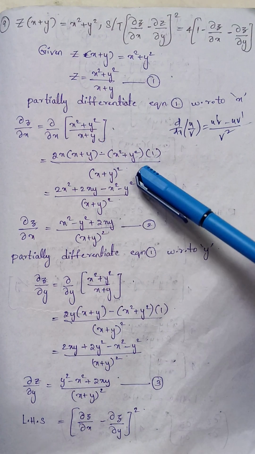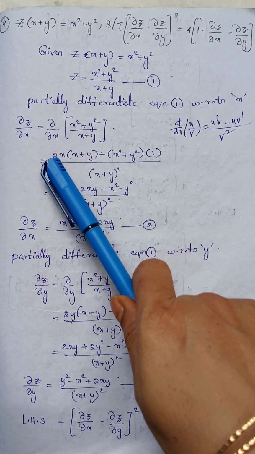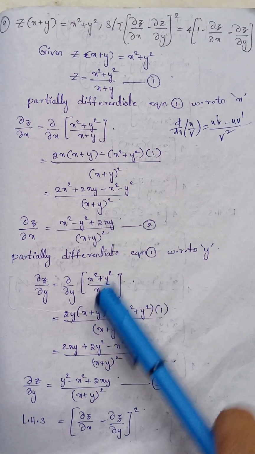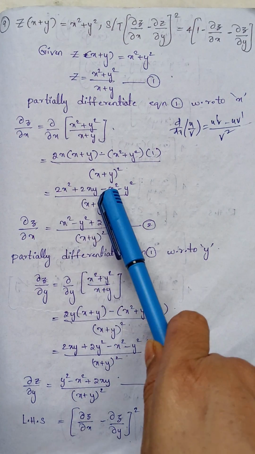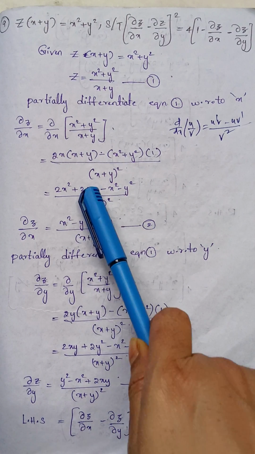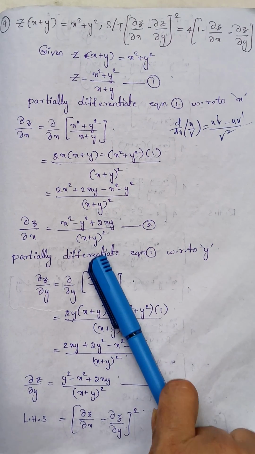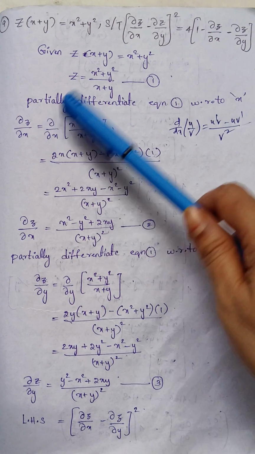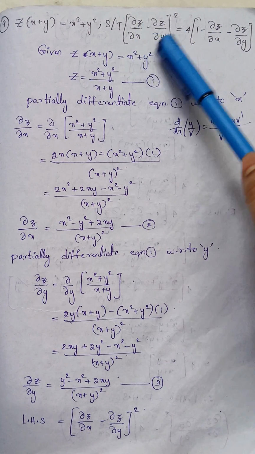V square means x plus y whole square. Now multiply this: 2x square, 2xy minus x square minus y square. Now x square, 2x square minus x square minus y square plus 2xy, the denominator is the same. Again partially differentiate equation 1 with respect to y, because we want dou z by dou y also.